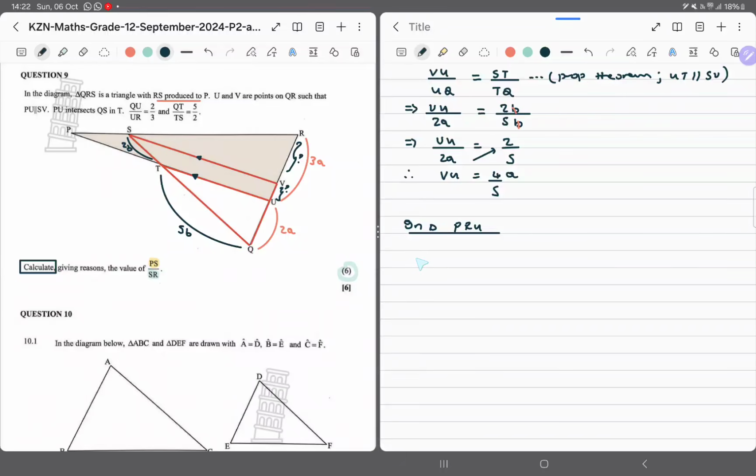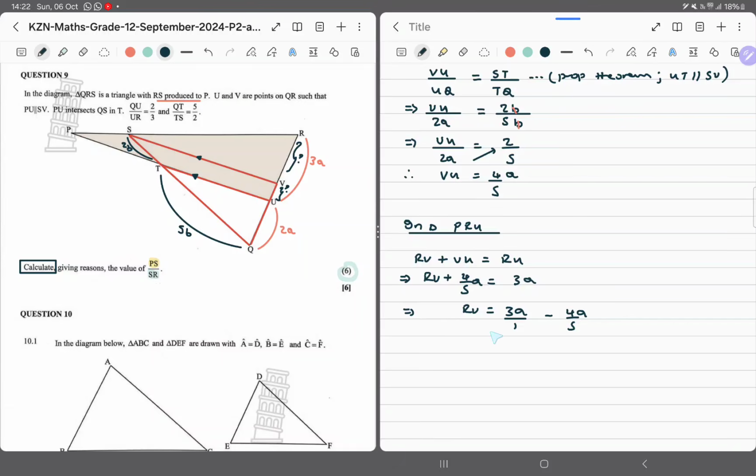We can say here RV plus VU is equal to RU. That's evident on the sketch. We don't need to justify that. Now we see that RV is equal to, what is VU? VU is 4 over 5A, and RU is 3A. This implies that RV is going to be 3A over 1 minus 4 over 5A.